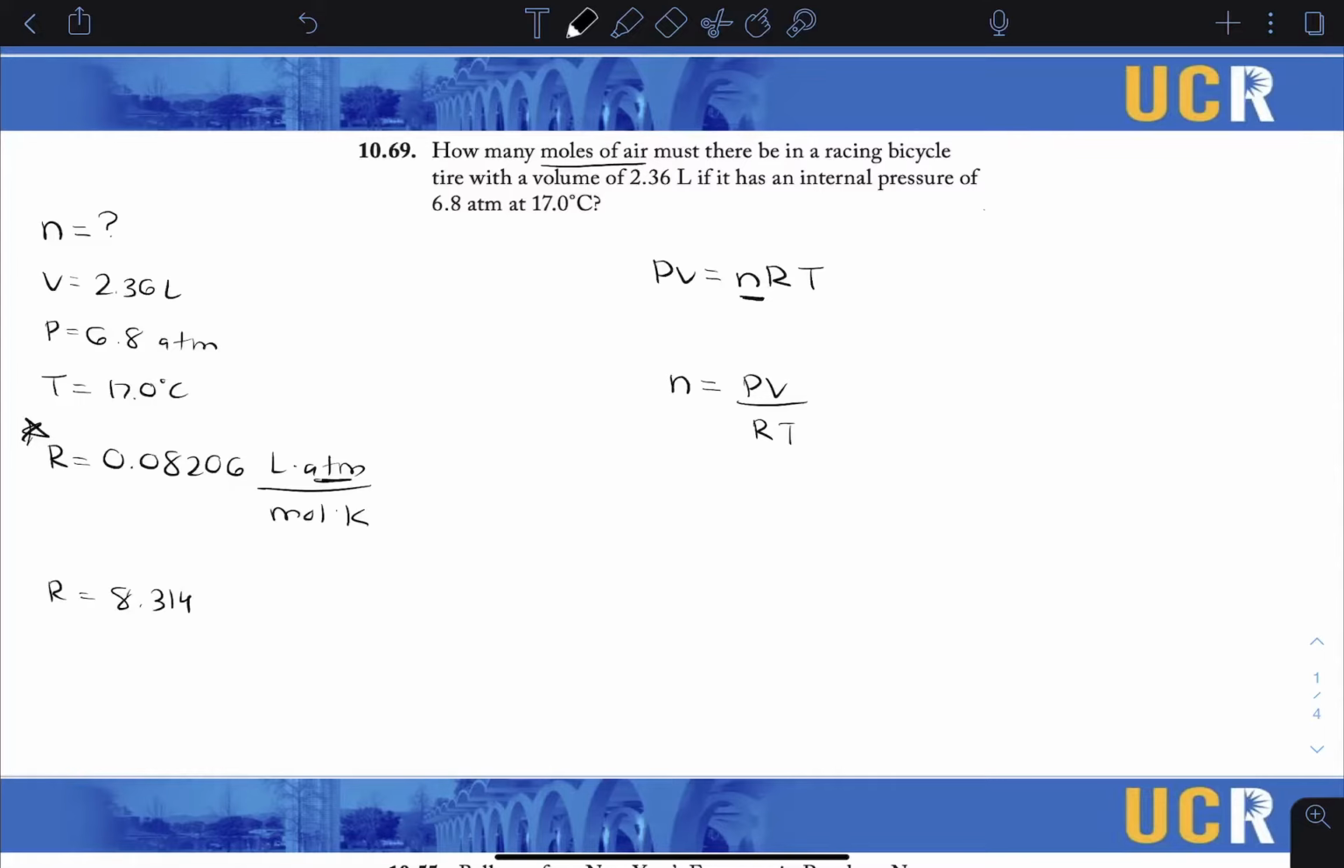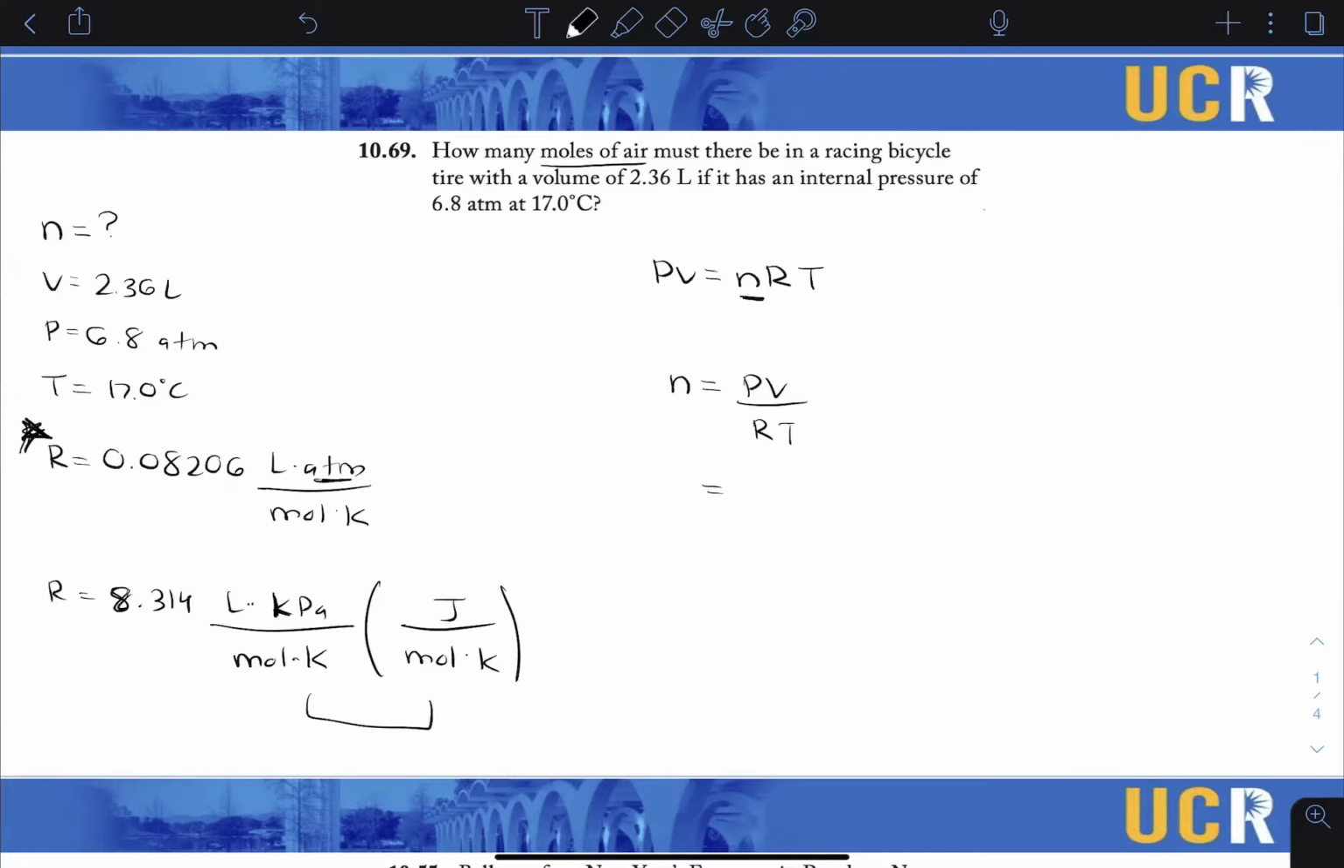And the other one is going to be 8.314 liters times kilopascals over moles times Kelvin. Or it could be written as joules over moles times Kelvin with that same R value. So you could have either units. But again, we're going to use this one in this case especially.